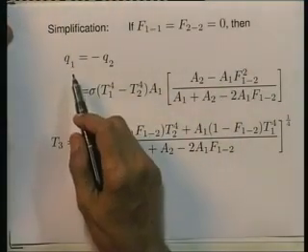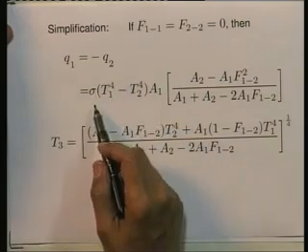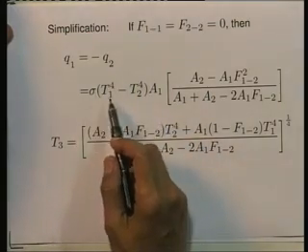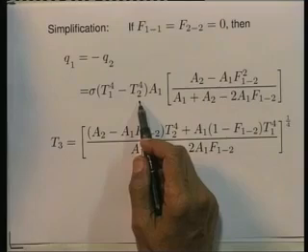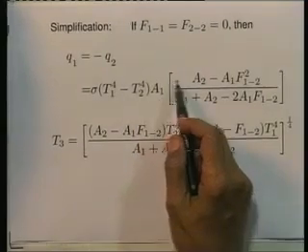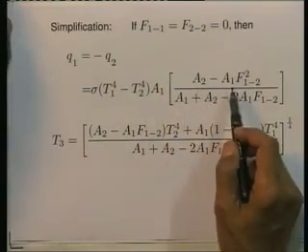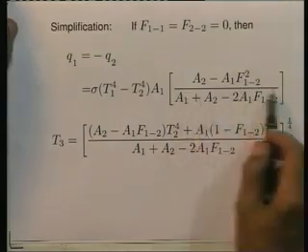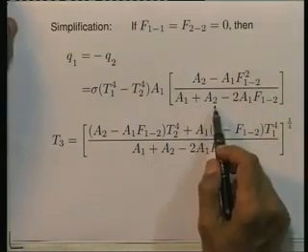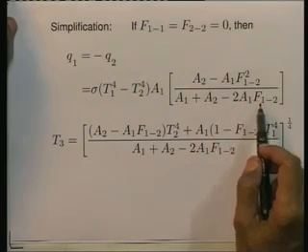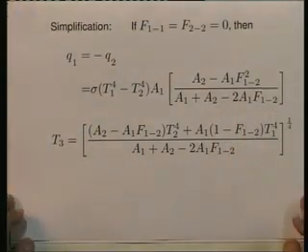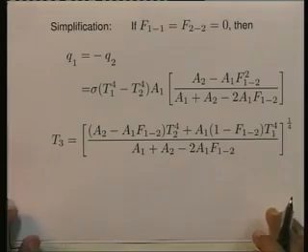Now, the simplified solution Q1 equal to minus Q2 equal to sigma into T1 to the power of 4 minus T2 to the power of 4 A1 within square bracket A2 minus A1 F1 to 2 the whole square divided by A1 plus A2 minus 2 A1 F1 to 2. Notice now the only unknown is F1 to 2. All other shape factors get eliminated because they are related in some way to F1 to 2 through the enclosure relationship which we mentioned earlier.